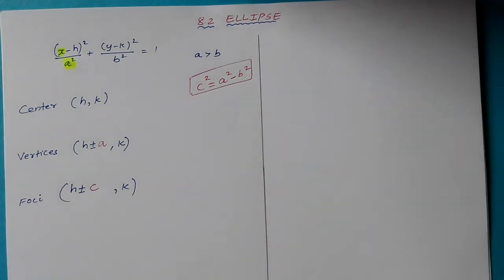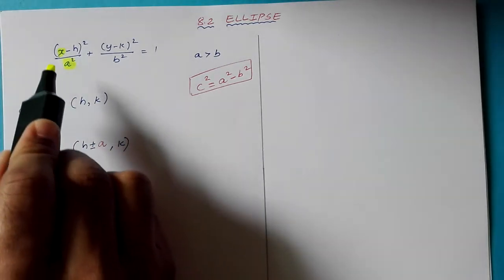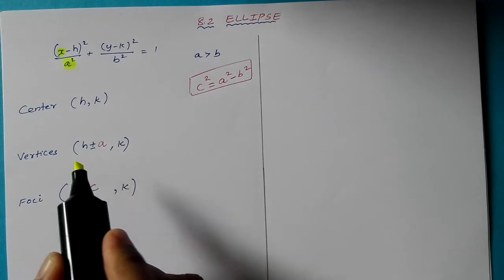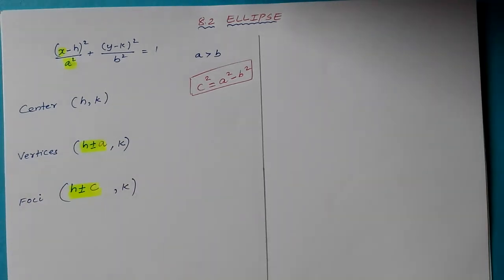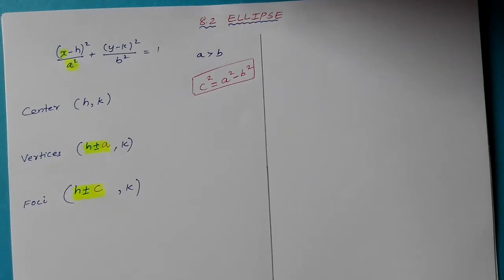Now if you see this one, whenever you have a present below x, there will be a change in x. y will remain the same. Change in x.